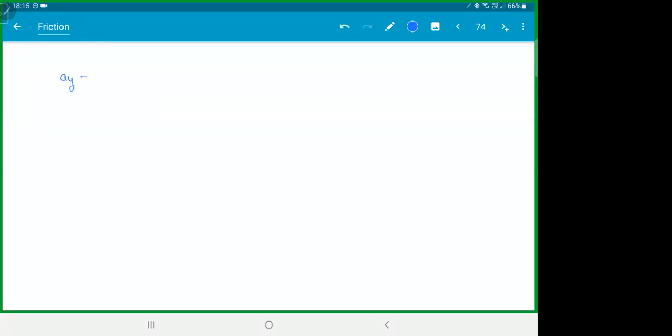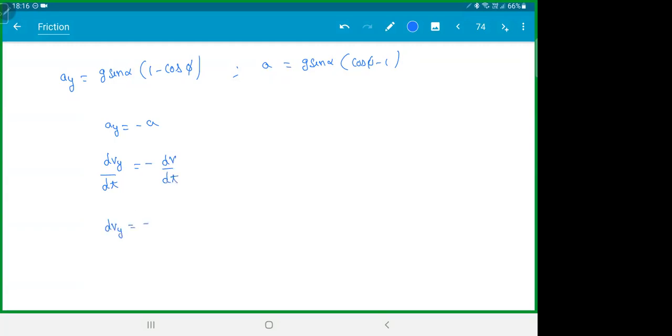So we have ay is g sine alpha into (1 minus cos phi). There is only acceleration in the y direction. Acceleration is g sine alpha into (cos phi minus 1). If you equate them, you end up with ay is equal to minus a. Ay is nothing but dvy by dt. And this is equal to minus dv by dt. So we get dvy is equal to minus dv, integral.